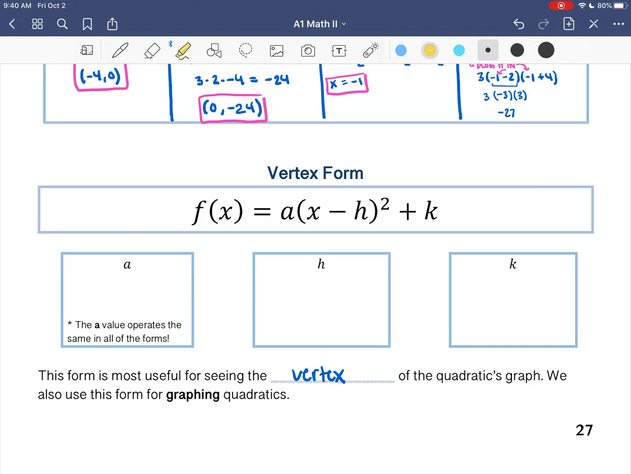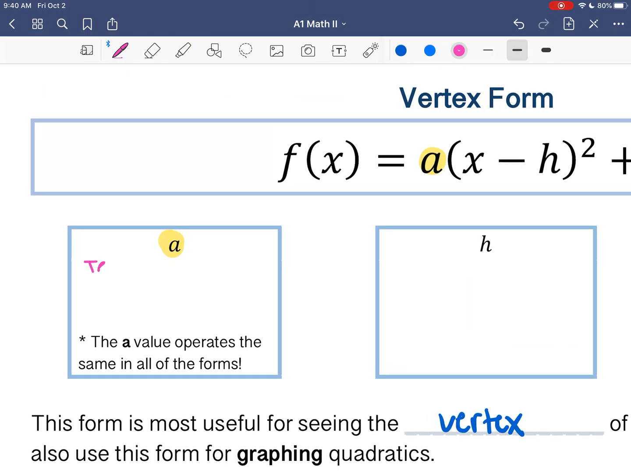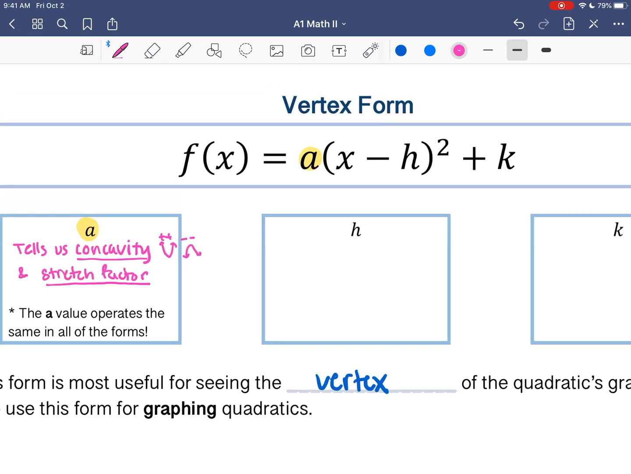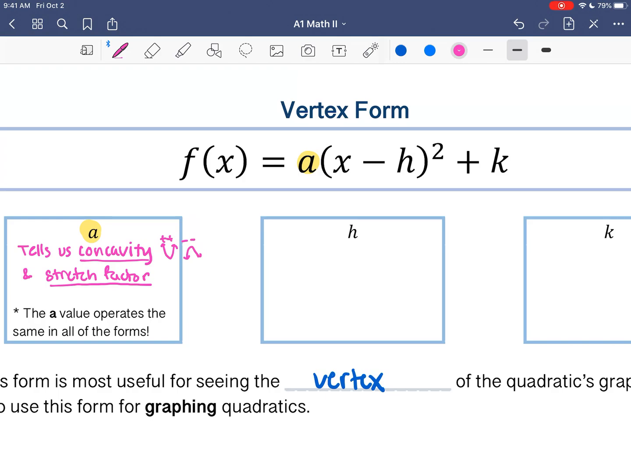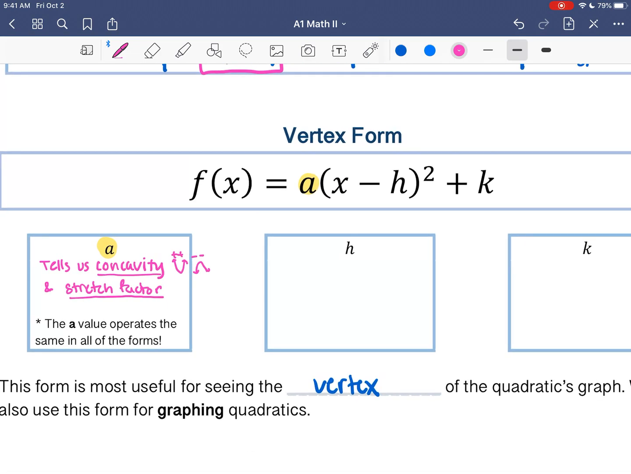So we like it. The a value operates the same as it does with every form. The a value tells us the concavity. Positive for concave up, negative for concave down, and the stretch factor. If it's a fraction, it's squished. If it's a number, it's stretched. If it's not there at all, it's not stretched at all, which is great.